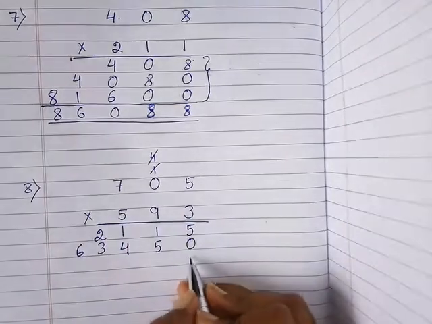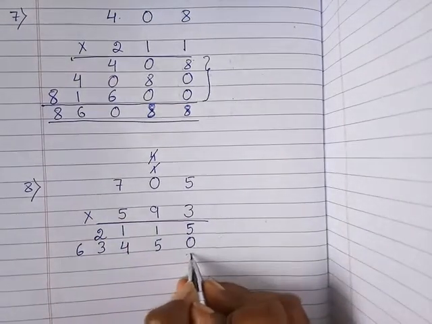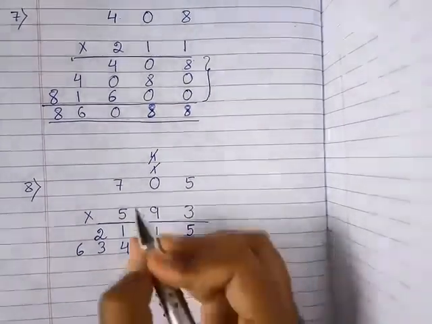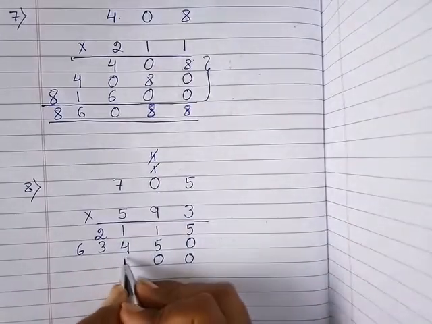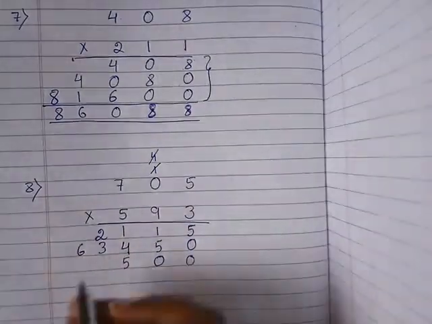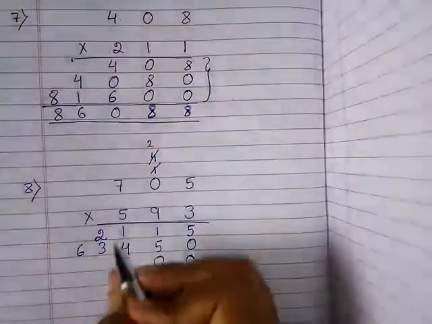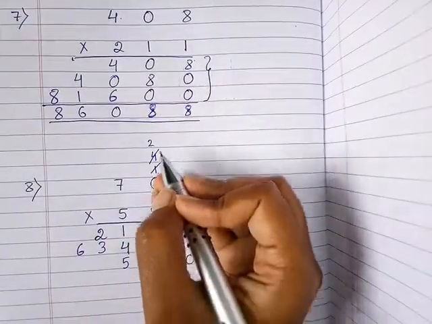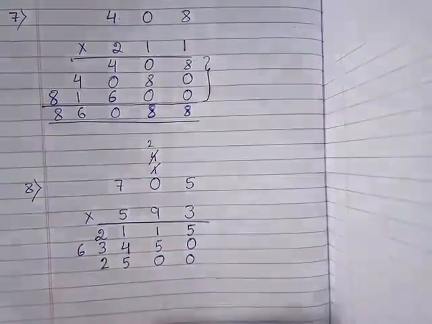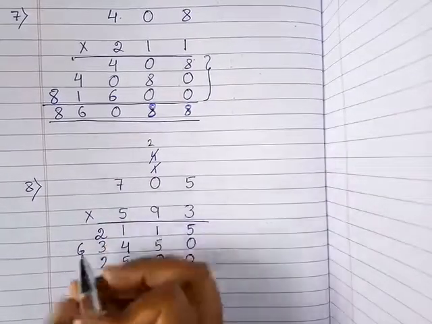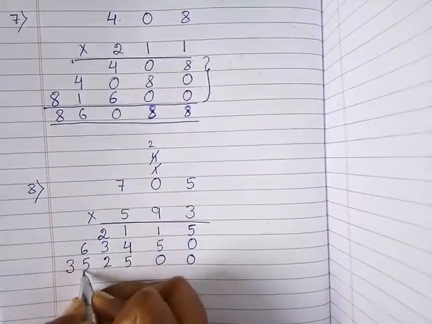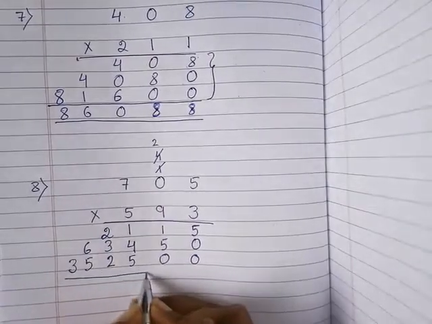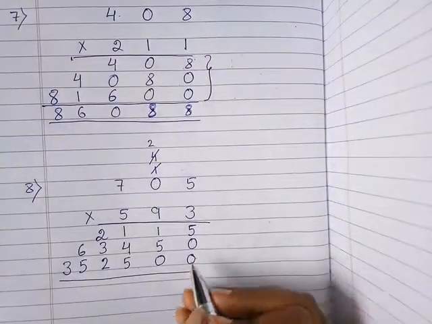5 5s are 20. Before that, first put 2 zeros. Then 5 5s are 25. Write down 5 here and 2 here. 5 zeros are 0. 0 plus 2, 2. 5 7s are 35. Then add these three numbers.